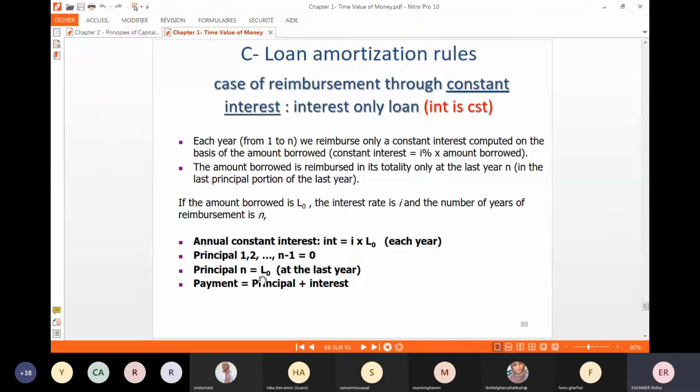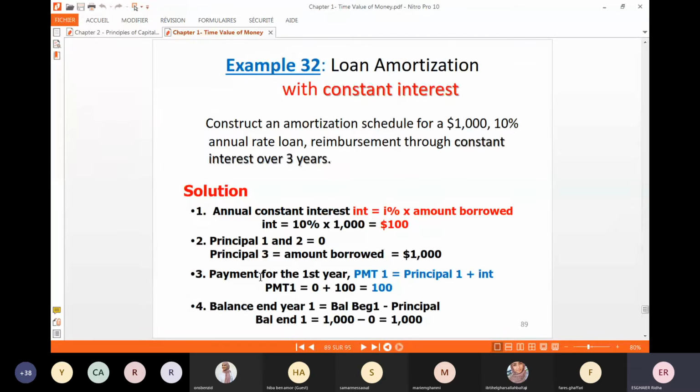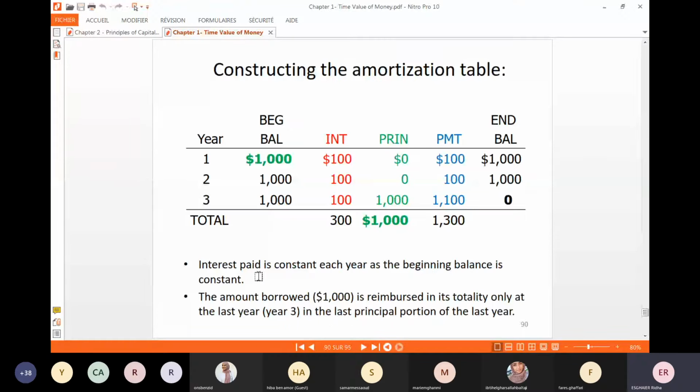Let's do this application to better understand the difference between the three modalities of reimbursement. We are asked to construct an amortization schedule for $1,000 with 10% interest rate, reimbursement through constant interest over 3 years. So the first thing to do is to compute the constant amount. The constant amount here is the interest: interest rate times the amount borrowed, 100. Each year we have 100 as constant interest, and this is the balance at the beginning of the first year.